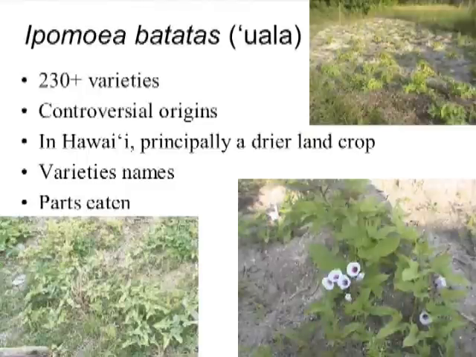The other agricultural commodity that's really important and is well worth discussing in relationship to Hawaii is uwala, the sweet potato. In Hawaii, the number of varieties of uwala was almost as much as the number of varieties of kalo, with some estimates of almost 300 varieties, although most people say in the low 200s.